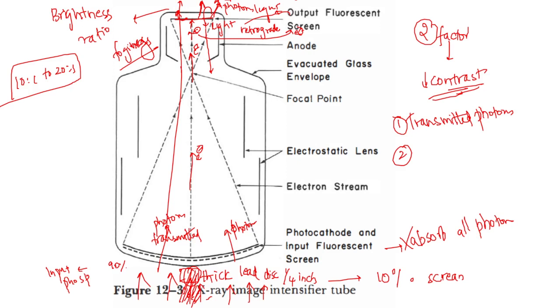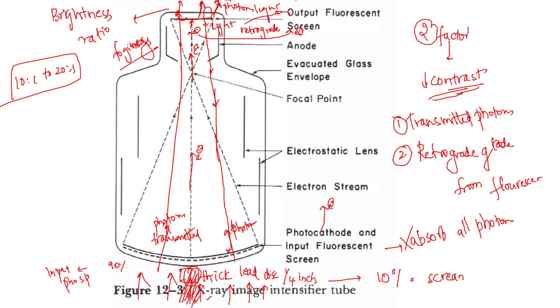Sometimes some photons may penetrate this aluminium also, and pass back through the image tube, and sometimes reach the photocathode and activate it. The photocathode will again emit electrons from the retrograde light obtained from the output fluorescent screen. So this retrograde light also results in fogging. The end result of decreasing contrast is nothing but fogging of the screen. So this is about the contrast.